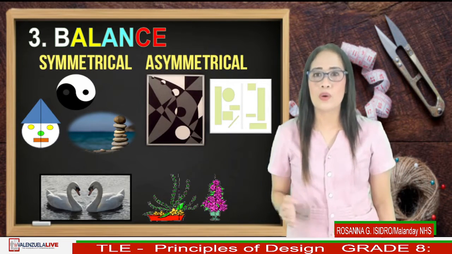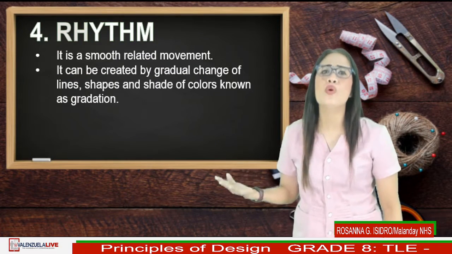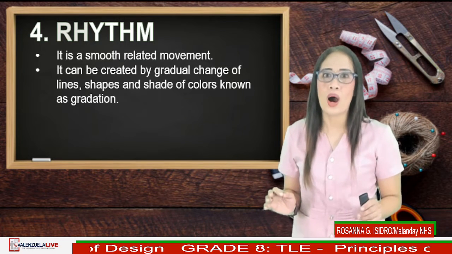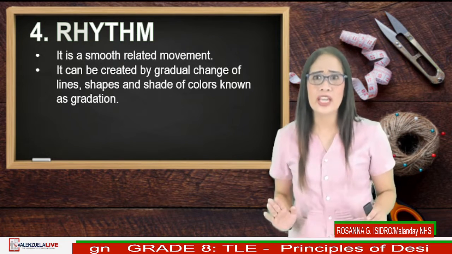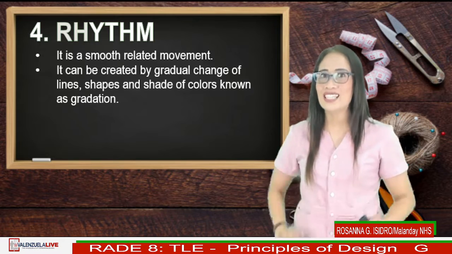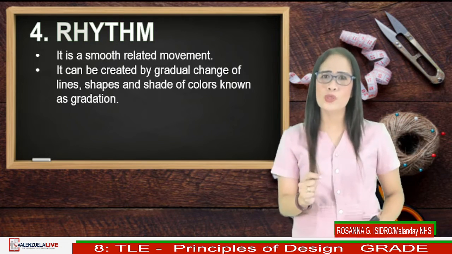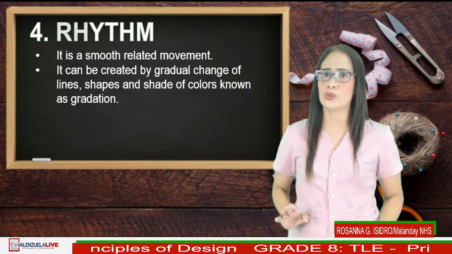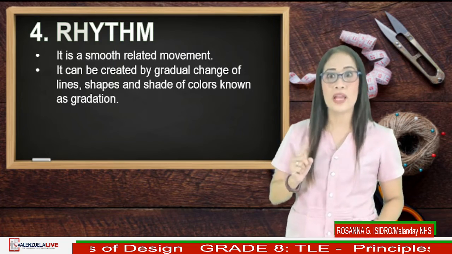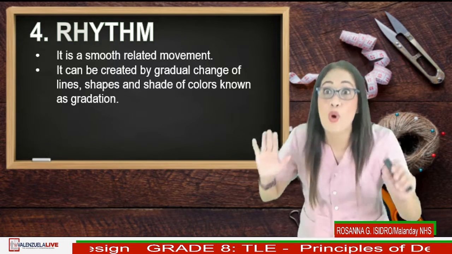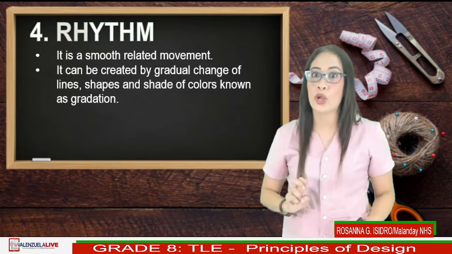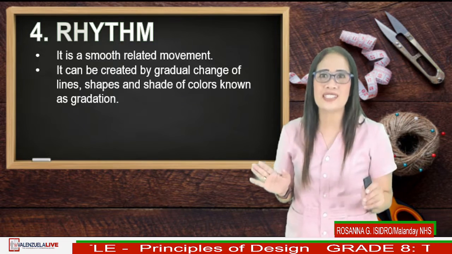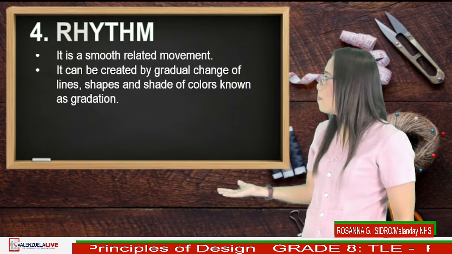The fourth one, rhythm. It is a smooth, related movement. It can be created by gradual change of lines, shapes, or shades of colors known as gradation. Rhythm is also achieved through the repetition of lines, color, shapes, and texture. Remember, as a reminder, that gradation is a small difference between two points or parts that can be seen, something that changes gradually. These are examples of rhythm.